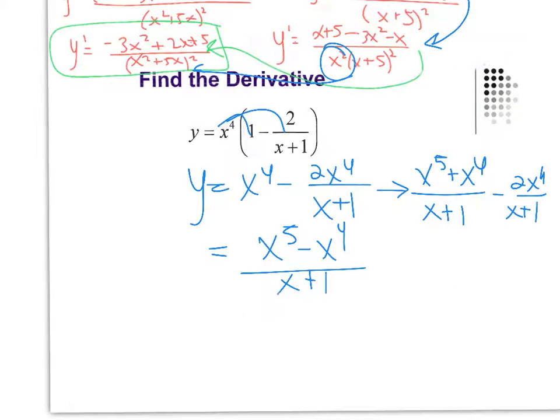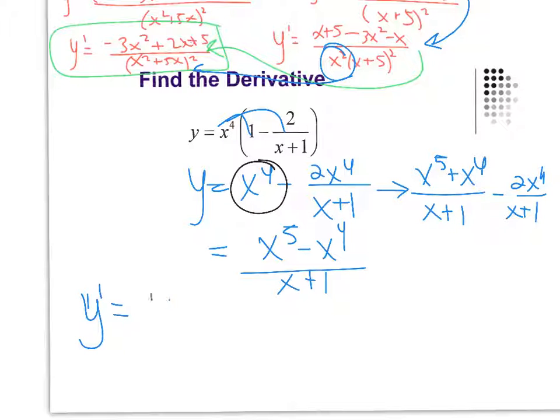So if you did it my way, you distributed the x to the fourth, you got a common denominator, meaning you had to multiply this first expression by x plus 1 over x plus 1, which gives you x to the fifth plus x to the fourth over x plus 1 minus 2x to the fourth over x plus 1. So once you combine like terms, you end up with this, right? Except you haven't taken the derivative yet. So you need to do that by doing, again, low d high minus high d low over low squared.